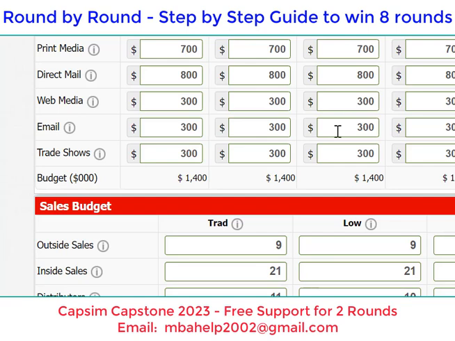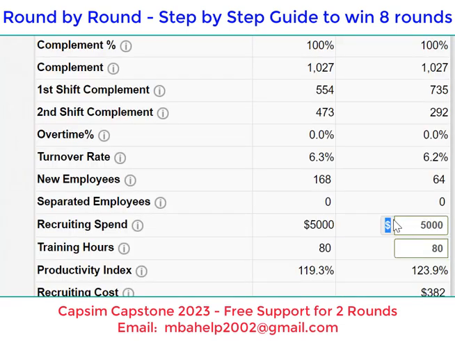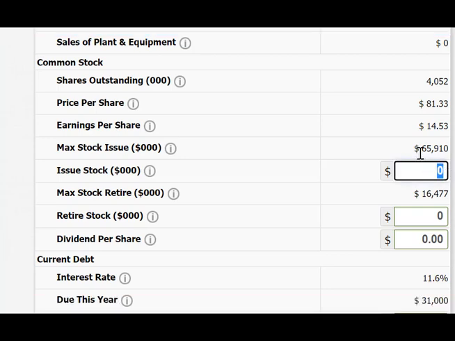If you have a simple marketing, it is just use 1,400 for all the 8 products for promotion and sales. And it is quite different, so we use, as you are on the screen, to set spending for outside sales, inside sales and distributor. And for time allocation, we use about 12% for each product. We have 8 products, so we use around 12%. And you see for human resource, we use 5,000 for recruitment and 80 hours for training.